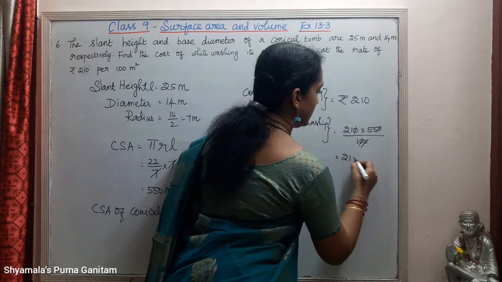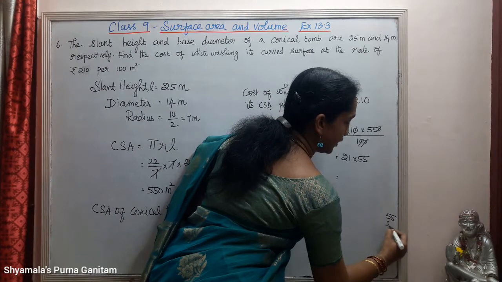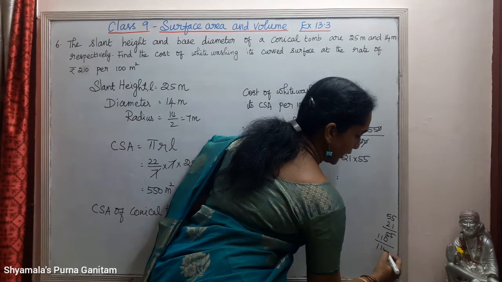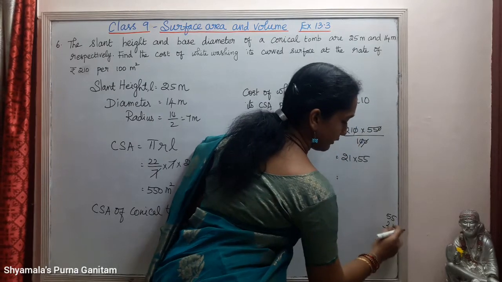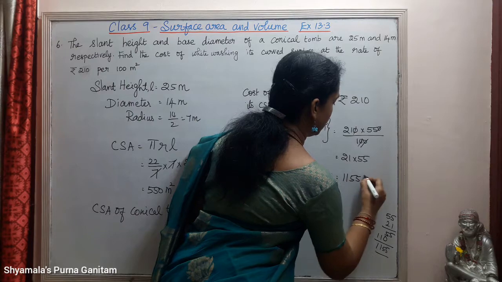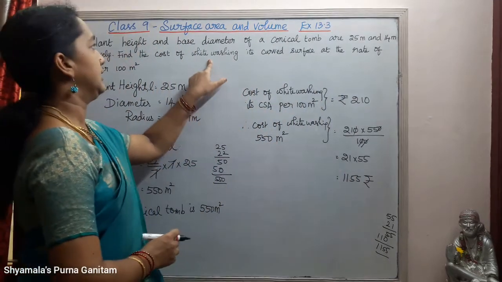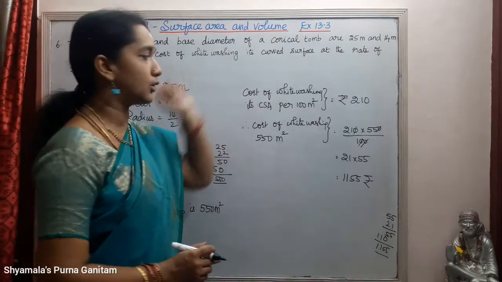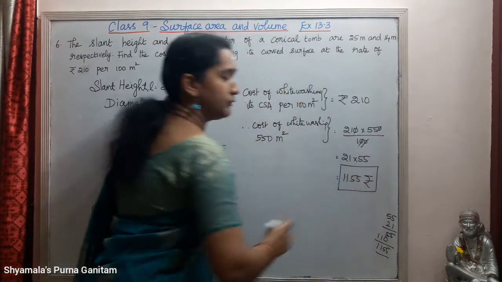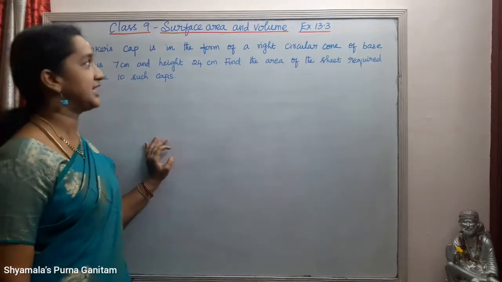So this one we will simplify. So 21 into 55. When we multiply 55 and 21, 1155 we get. 1155 rupees. So cost of whitewashing the curved surface area of the conical dome is 1155 rupees. Okay. Next is 7th sum.